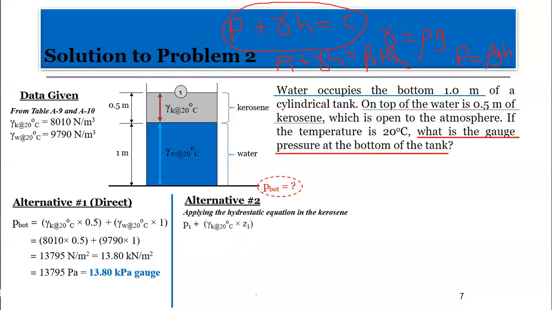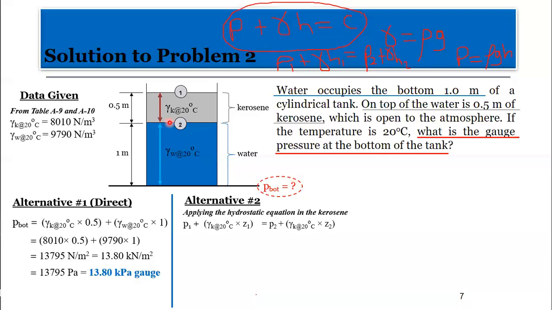So if we apply at this point, I'm now going to have what? P1, here we are here, okay? P1 plus gamma, what gamma are we talking about? The gamma of the kerosene, right? Times Z1, okay? Z1 is actually like the Z. Remember, it's just a piezometer, it's just the H here, okay? All right. So we are saying that that is the sum at point 1. Now let's go to the bottom. The bottom 2, we are saying that this is equal to what? P2 plus gamma K at 20 degrees Celsius times what?